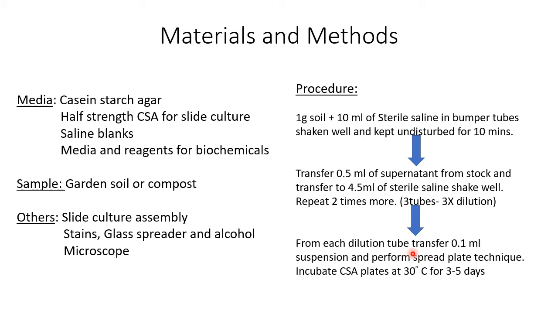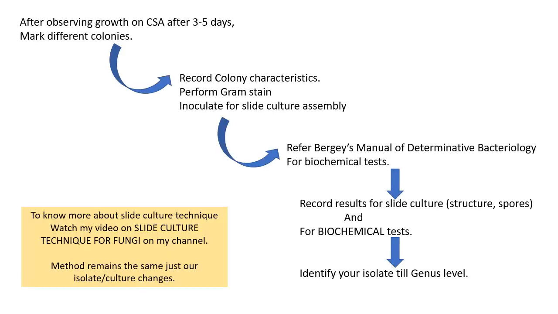Then, in aseptic conditions, you incubate your CSA plate at 30 degrees Celsius for 3 to 5 days. Generally you observe growth in 5 days, but in case of some species of actinomycetes, they may take 7 days to show full growth. So after observing growth on the CSA plate after 3 to 5 days of incubation, you mark different colonies.